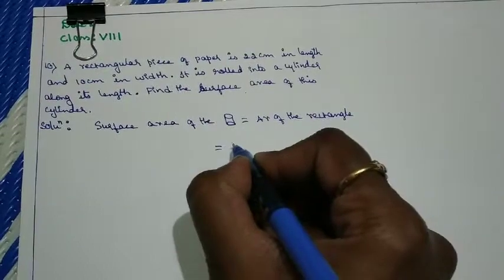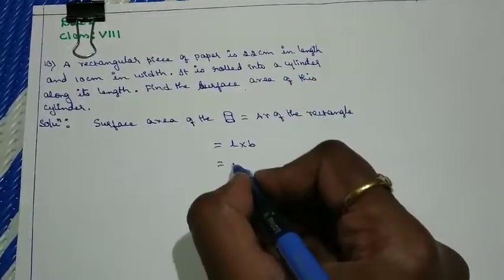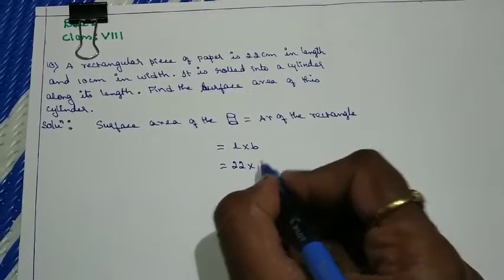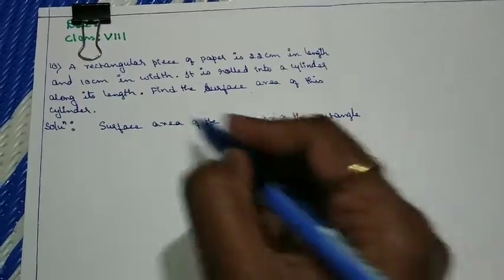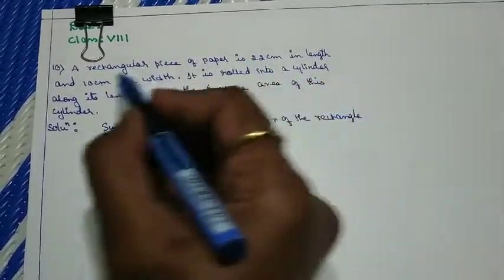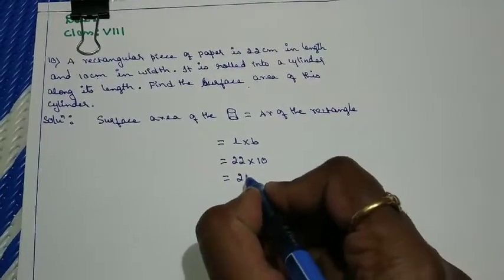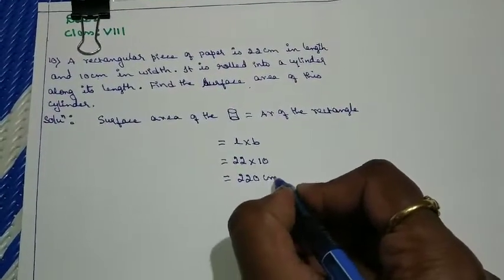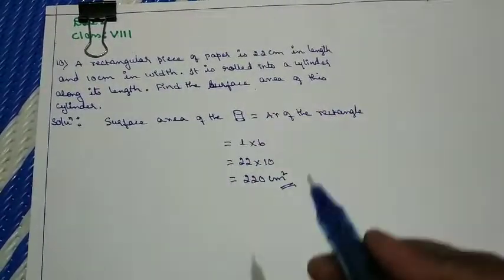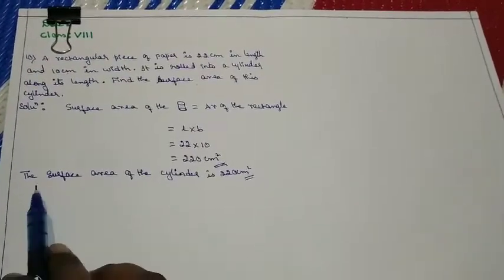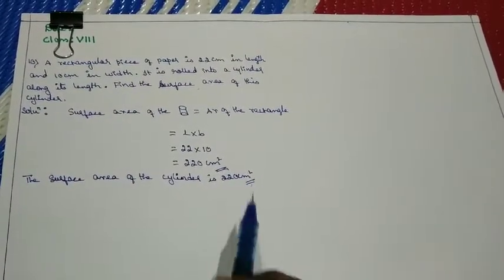Then area equals L into B. The length of the piece of paper is given as 22 centimeter and the breadth of the paper is 10 centimeter. Both the units are the same, centimeter. Therefore 22 into 10 is nothing but 220 centimeter square. That's all, children. So write the conclusion. Thus the surface area of the cylinder is 220 centimeters square.